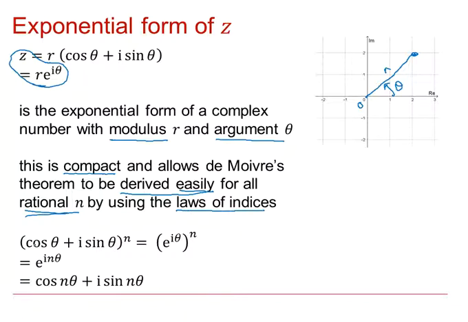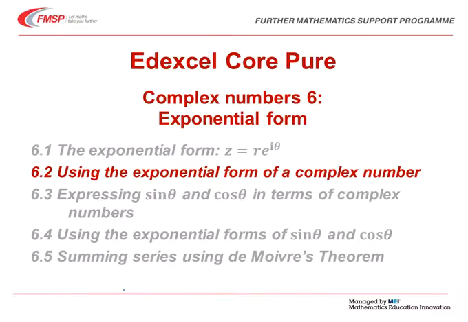Here we have our complex number cos theta plus i sine theta that we'd like to raise to the power n, and if we write it in exponential form first, we can see that it becomes e to the i n theta just using laws of indices. And then, using the previous definition of the exponential form, we can express it as cos n theta plus i sine n theta. In the next video, we're going to be looking at using the exponential form of a complex number.